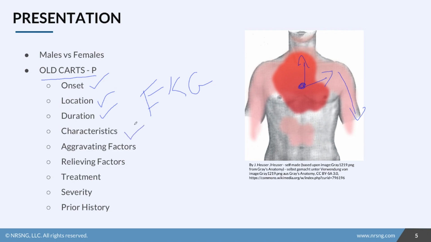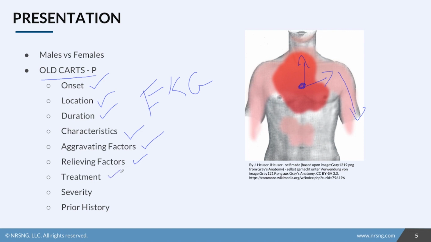Characteristics: what does it feel like? This is where we hear a lot of those patients say things like, it feels like an elephant is sitting on my chest, or it's crushing chest pain. So we want to know the characteristics. Aggravating factors: does anything you do make it worse, specifically activity? I want to know if you get up and walk, it makes it worse, or if you were mowing the lawn, it made it worse. Relieving factors: anything you do make it better? When you sit down and relax, does the pain go away?